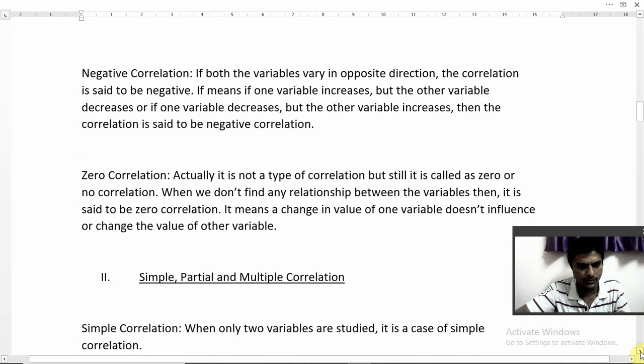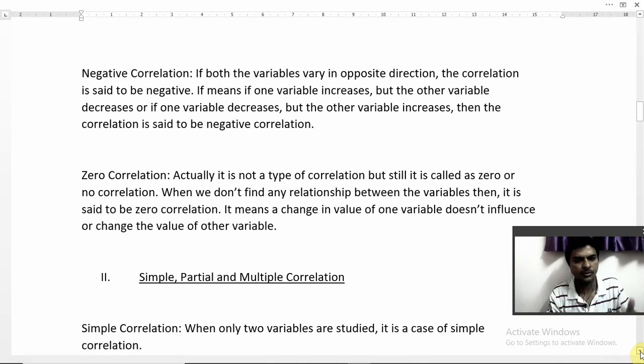Similarly, you can see the definition of negative correlation. If both variables vary in opposite directions, suppose you have studied hard, you practiced the examples, still your result is not good or you have failed in the exam, that means negative correlation. It means if one variable increases but the other variable decreases, or if one variable decreases the other variable increases, then the correlation is said to be negative.